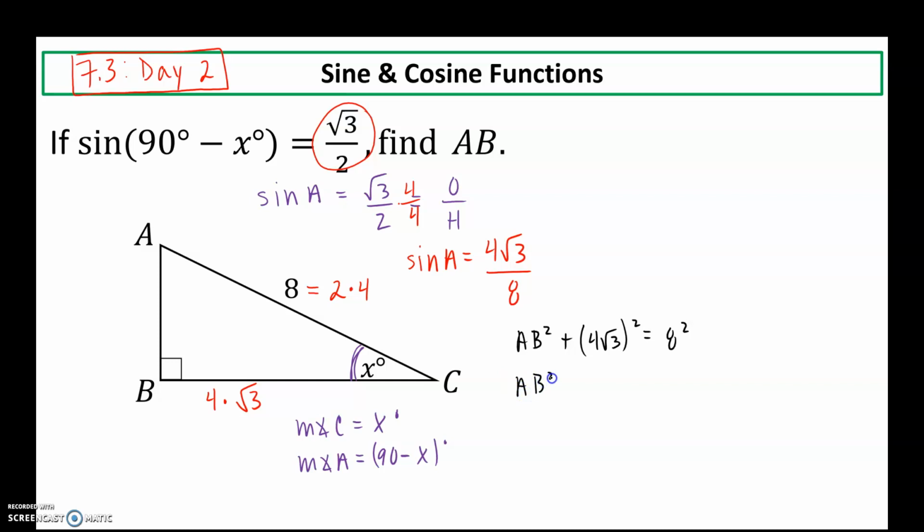So I have AB squared plus, please be careful when you square this. You have to square the 4 and you have to square the square root of 3, which just becomes 3. Okay, so AB squared plus 48 equals 64. So we get AB squared is equal to 16. So the length of AB would be equal to 4.